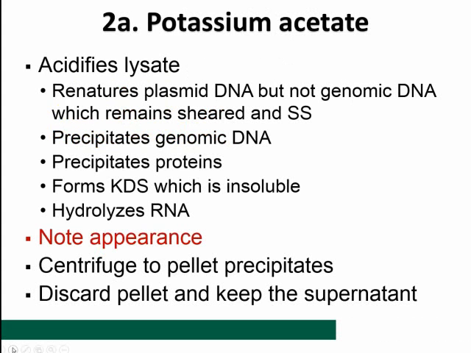Now, in our previous section, we learned that we use the alkaline lysis buffer to lyse the cells and expose the lysate. The second step is we take the lysate and add potassium acetate to it. The purpose is to acidify the alkaline lysate. This serves a number of purposes. Number one, it renatures the plasmid DNA.